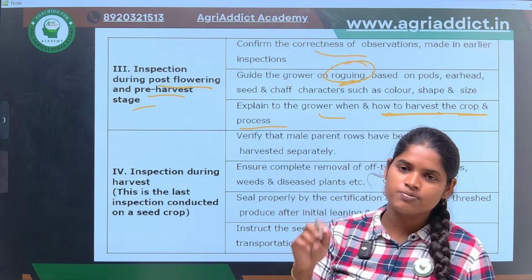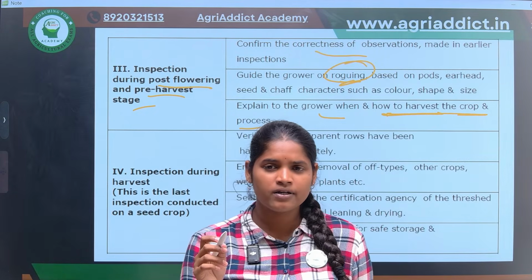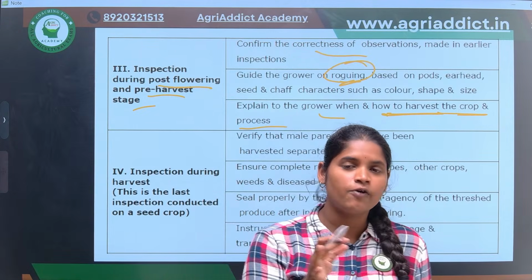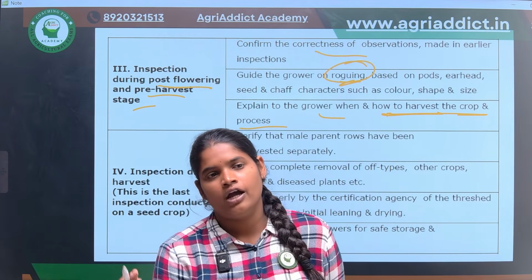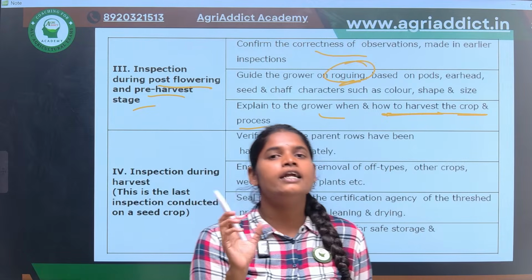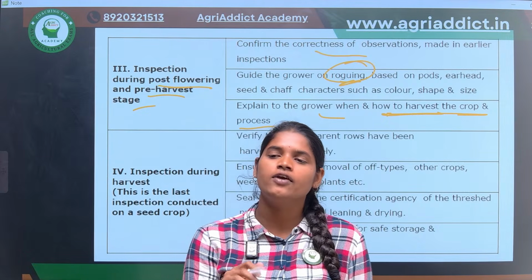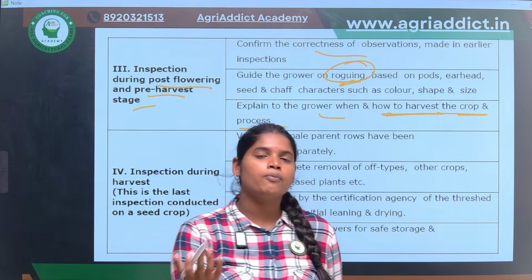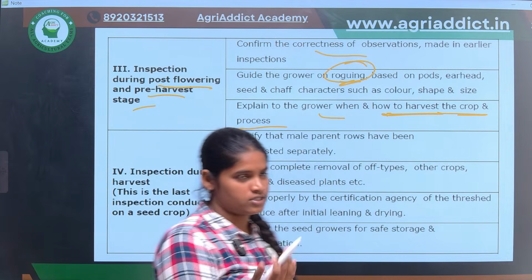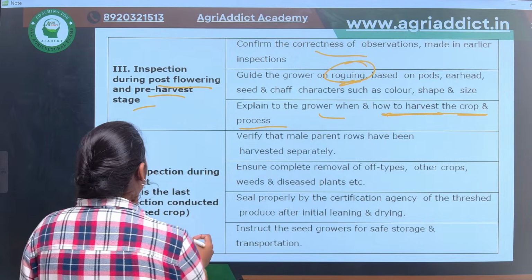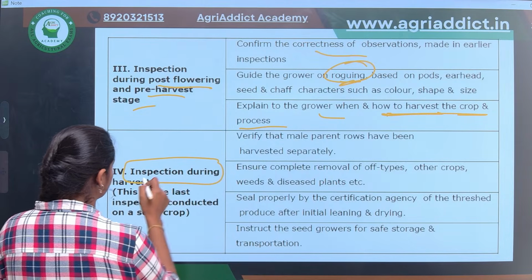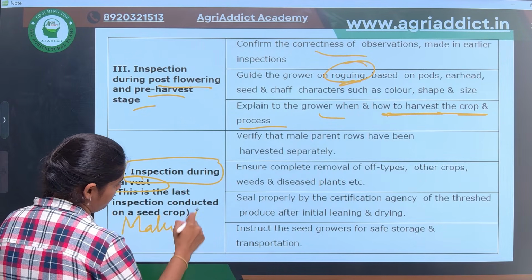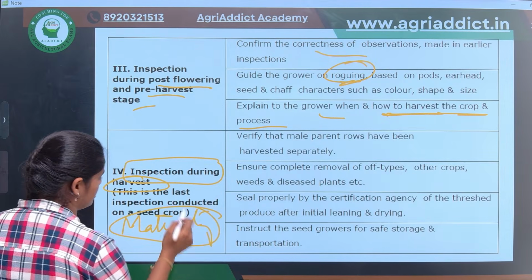Remember, while inspecting, the inspector not only sees the impurities, off types and all, he also sees what is the condition of the crop, and he also assesses the yield level at that time itself, and he will inform the farmer. He will guide him about the harvesting and also the processing techniques. Okay, and the last one is inspection during the harvest. It is called as maturity inspection. Inspection at the maturity stage.